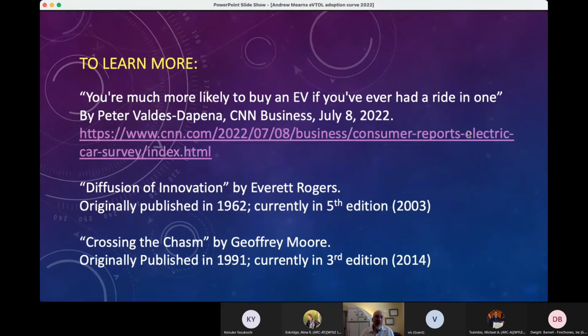So these are some of the things I cited today. This is the link to the article that I mentioned. Everett Rogers did a book called Diffusion of Innovation, where he initially outlined these customer segments. And then building on that, Jeffrey Moore did a great book called Crossing the Chasm. And I've quoted a lot of his work in this presentation as well.